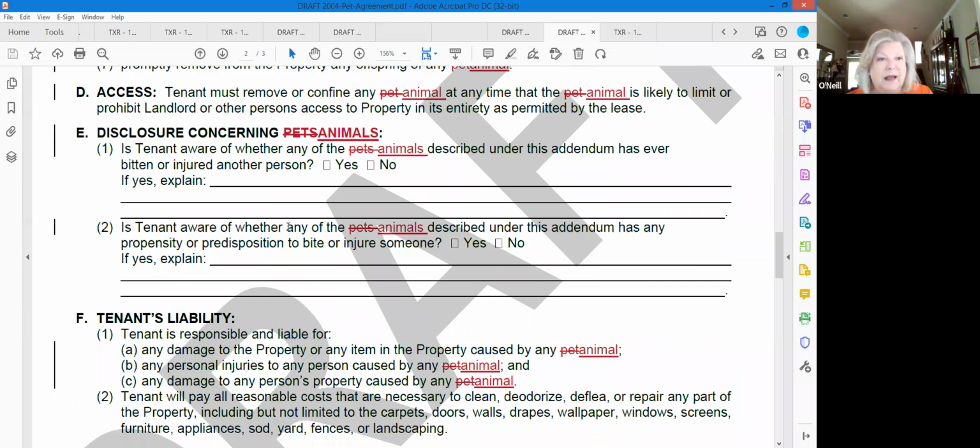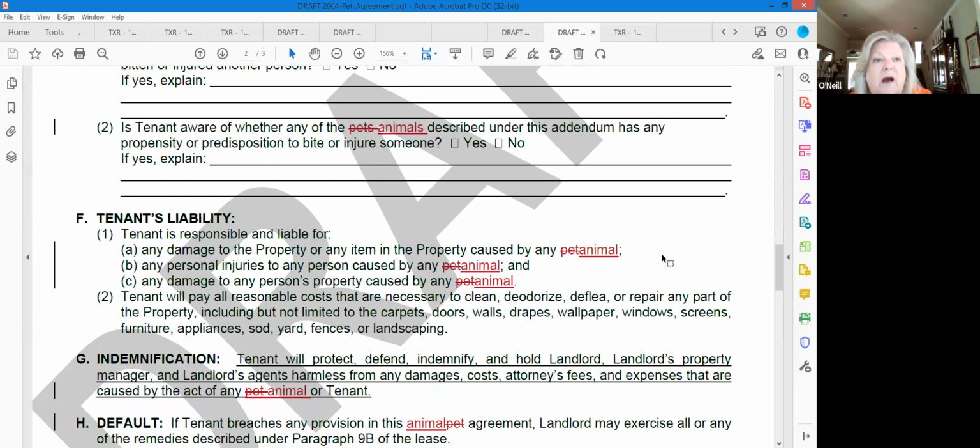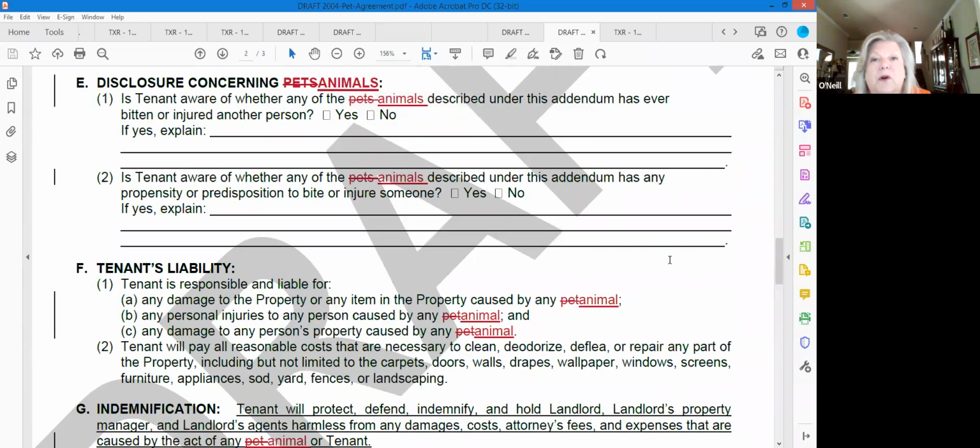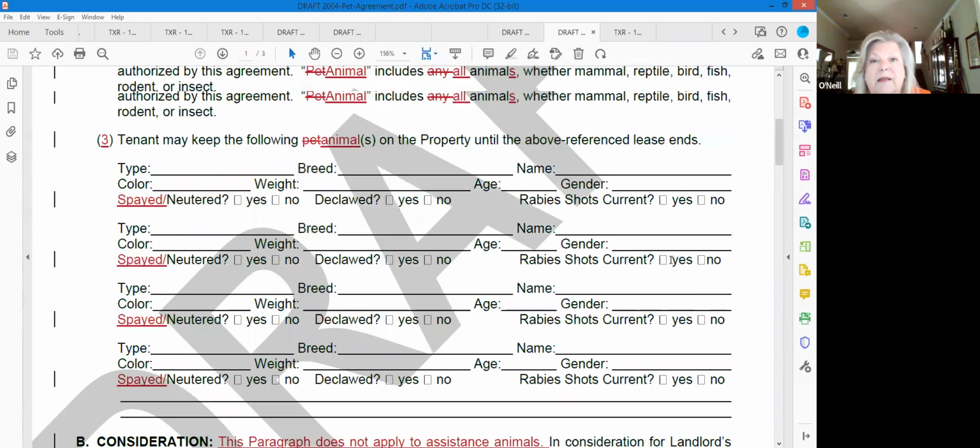This is important because the landlord does have a duty to determine if this animal has ever injured or bitten anybody or may have a predisposition to bite or injure someone. Tenant's liability, and the rest was just the stripping of the word pet, and it's now animal.